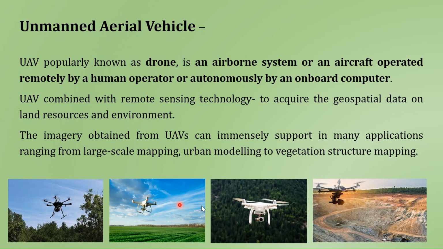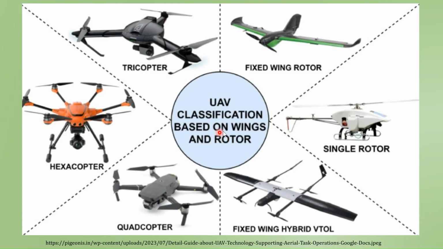Here we have four examples. This is for the agricultural land. These two are examples for the forest survey, and this is for the mining area. Based on the wings and the rotors, the unmanned aerial vehicles can be classified into these six types. We have the fixed wing, then single rotor, then here we have the fixed wing hybrid VTOL, quadcopter, hexacopter and the tricopter. So based on wings and rotors, these drones can be classified into these categories.